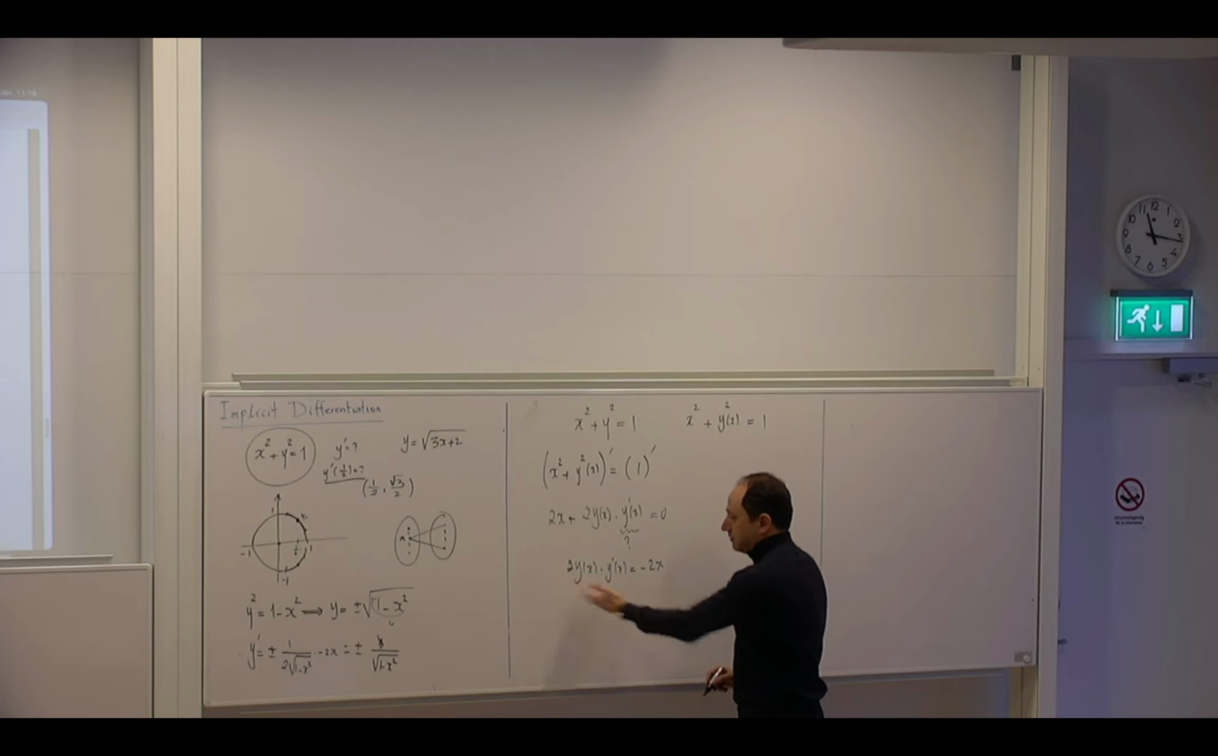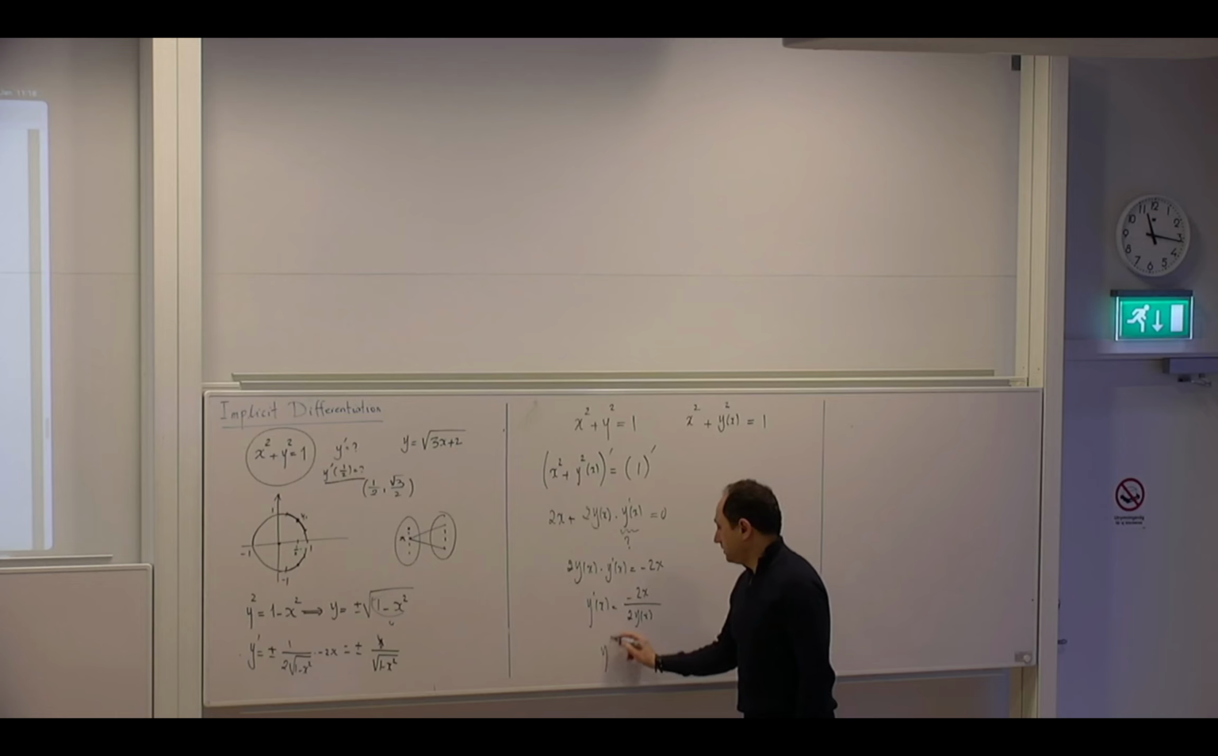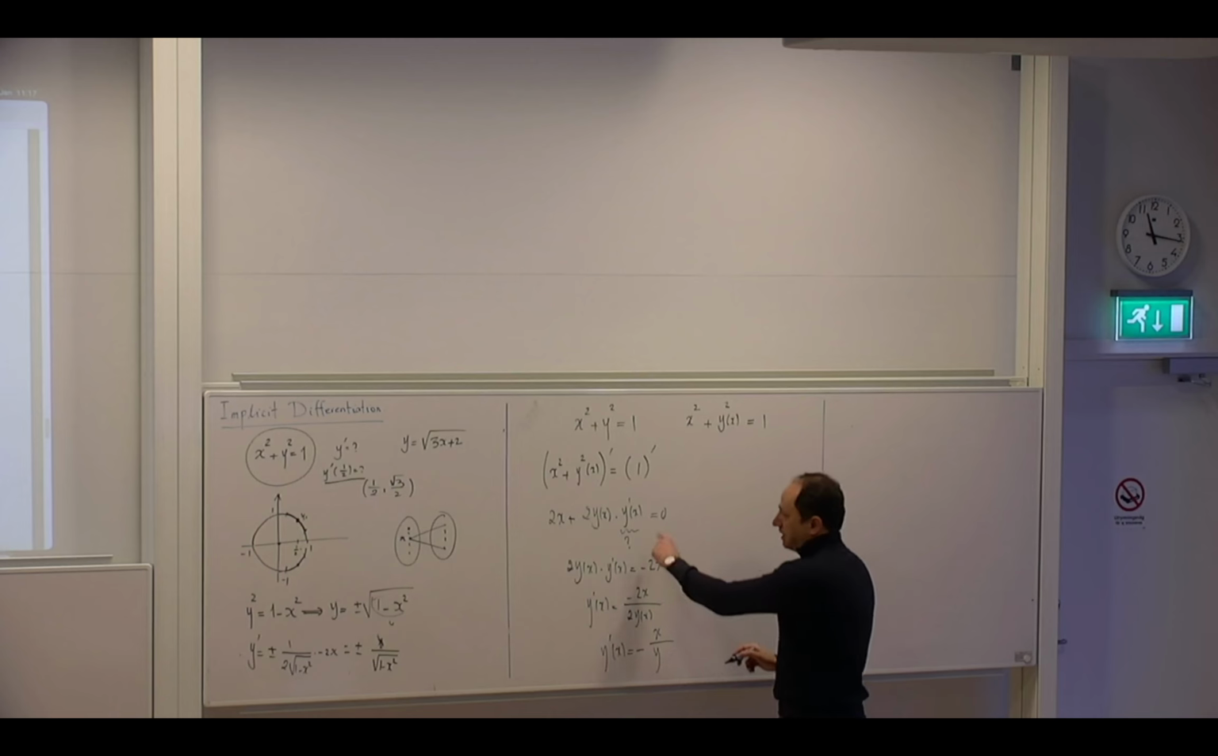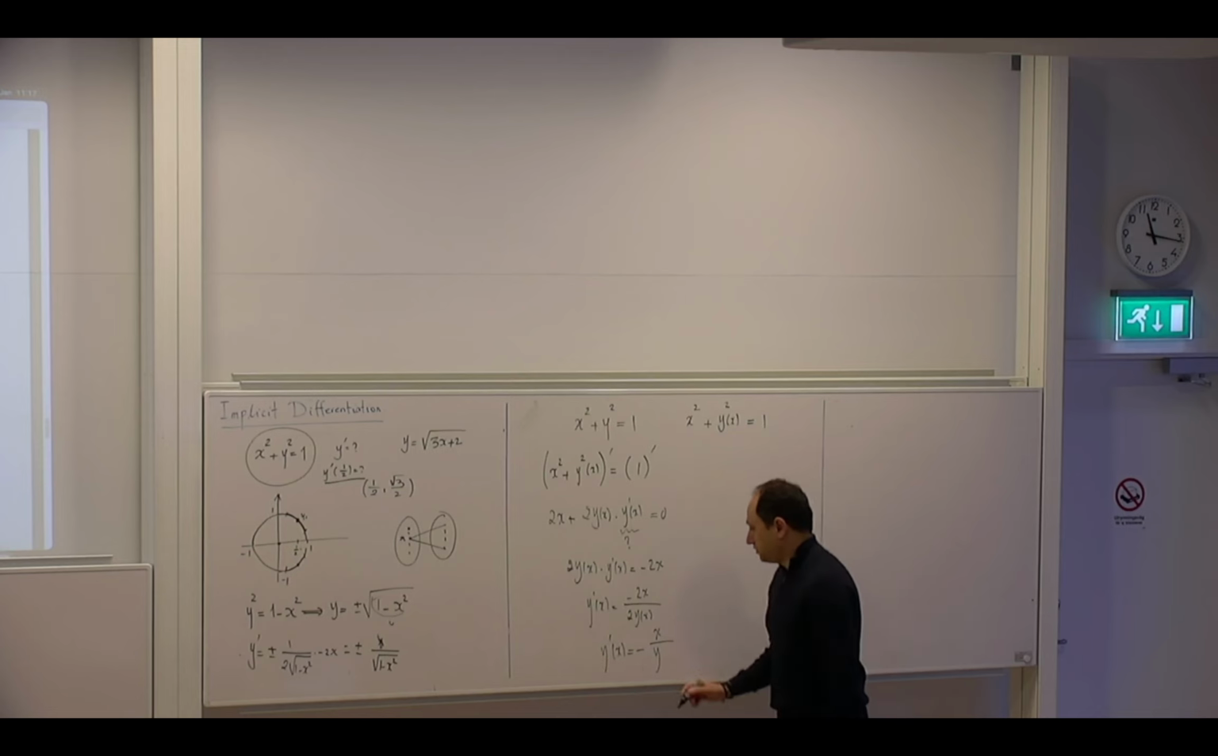Because I am looking for y prime, I have to isolate it on the left, so I divide everything by this factor. So y prime of x is equal to minus 2x divided by 2y of x. And if I simplify it, y prime of x becomes minus x over y of x. Usually we don't write the dependence; I wrote it for you to understand that inside y there are some relations of x. But this is what you write.